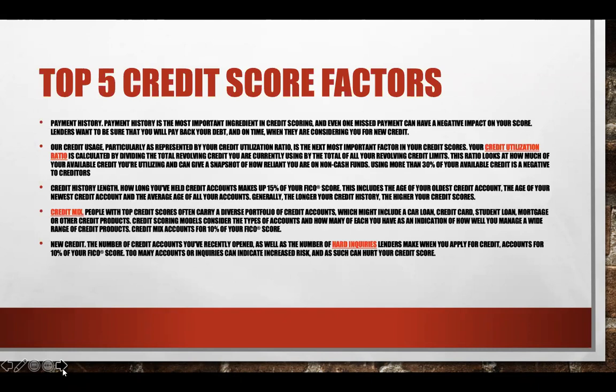Credit history length, how long you've held credit cards, makes up 15% of your FICO score. This includes the age of your oldest credit account, the age of your newest credit account, and the average of all your accounts. Generally, the longer your credit history, the higher your credit score. I believe the threshold is like 12 or 13 years, and that's where you get the maximum points towards your credit score. So you want to be very careful with that. That's why it helps to have authorized users, to put kids on there, so they have an established history of credit.